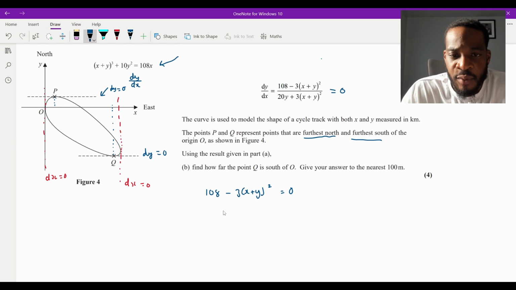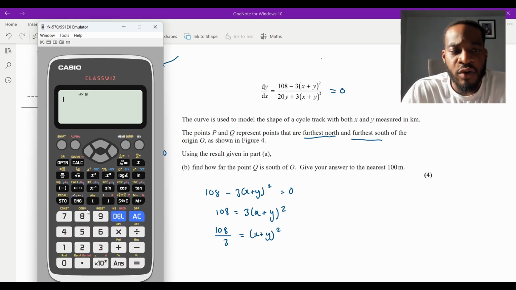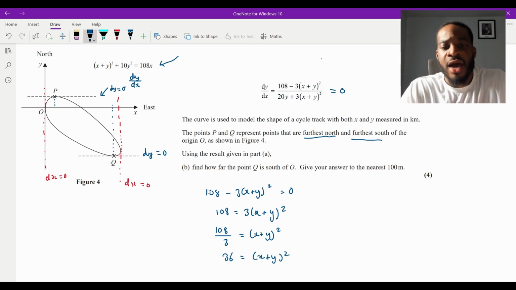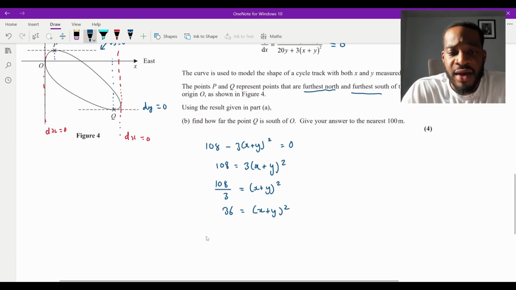So doing that, I'm going to say 108 is going to equal 3 lots of x plus y all squared. Divide that by 3. 108 over 3 is going to equal x plus y all squared. 108 over 3 is something that I should know. 36, of course. So I've got 36 is equal to x plus y all squared. And then now I'm going to square root. So x plus y is going to equal plus or minus 6, isn't it, if I square root it?